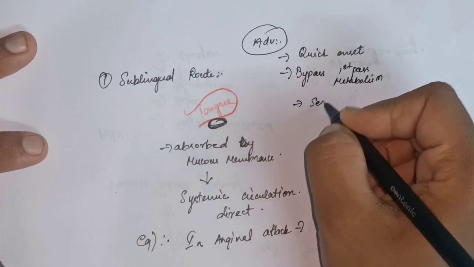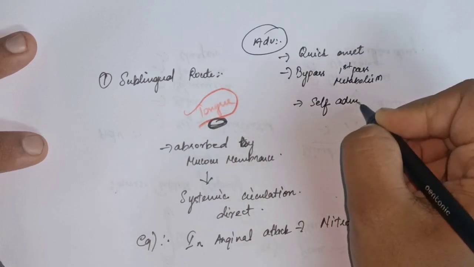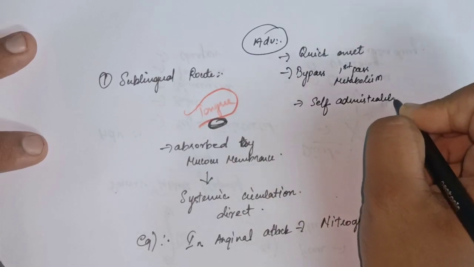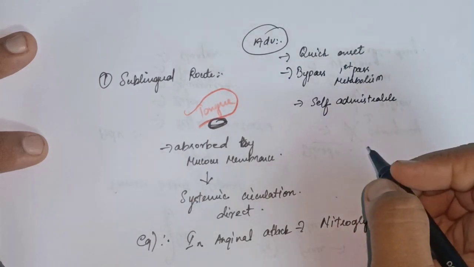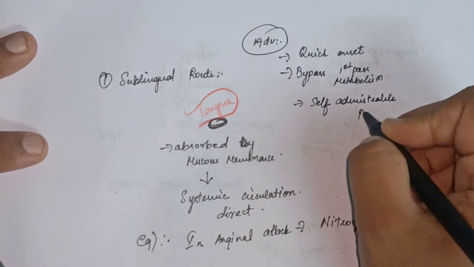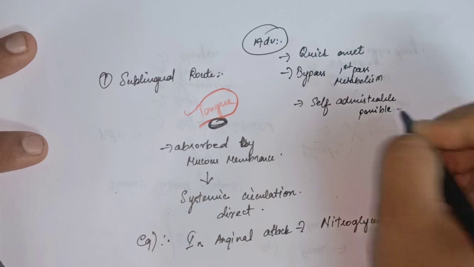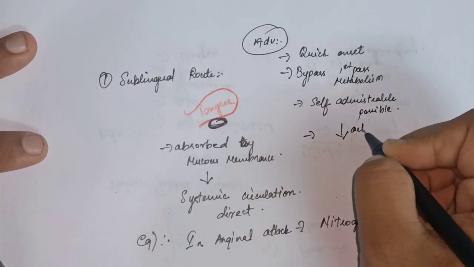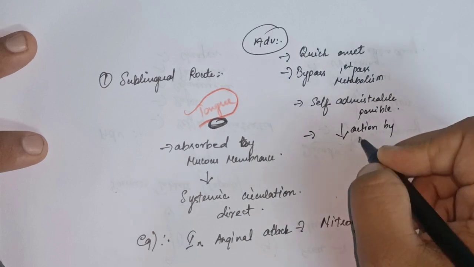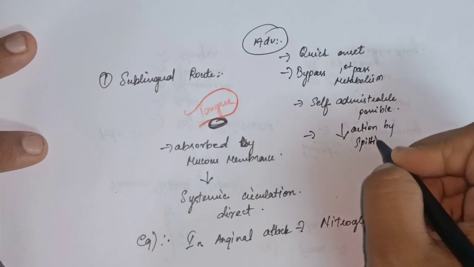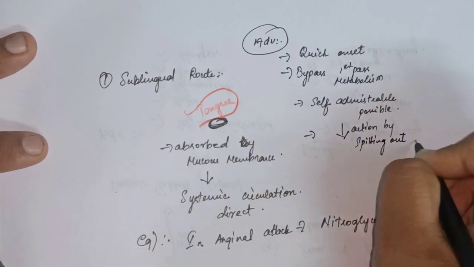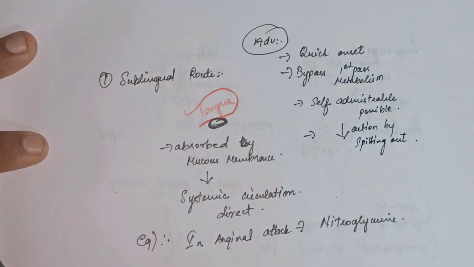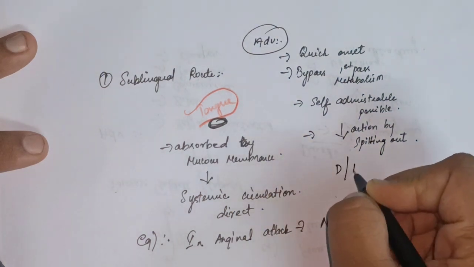And same thing, self-administrable, because this is also in a tablet form, right? So self-administration is possible. Okay. The other thing is, you can terminate or decrease the action by spitting out. Once you spit out the tablet, the action will get terminated. Okay. Then what will be the disadvantage? Disadvantage of this sublingual route.